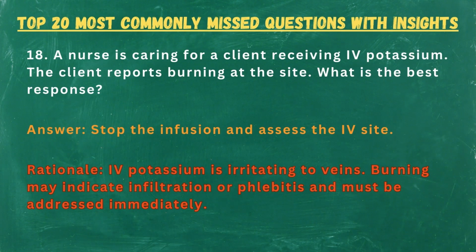18. A nurse is caring for a client receiving IV potassium. The client reports burning at the site. What is the best response? Answer: stop the infusion and assess the IV site. Rationale: IV potassium is irritating to veins. Burning may indicate infiltration or phlebitis and must be addressed immediately.